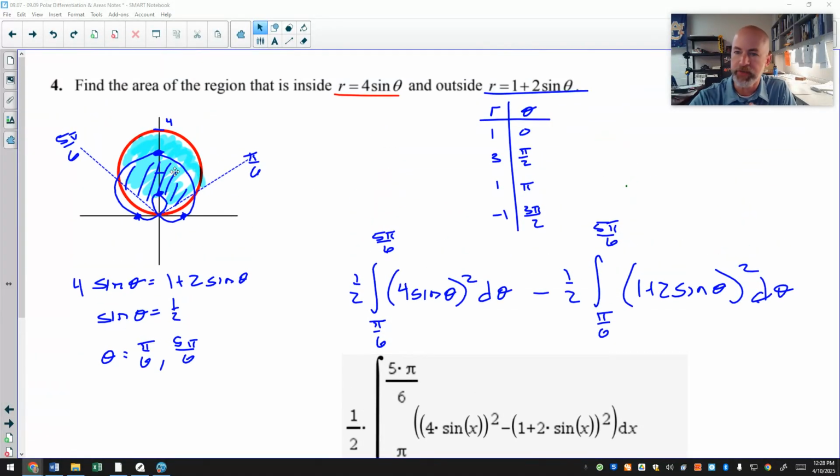And again, like I said, if you wanted to, you could have done the area from pi over 6 to pi over 2, get that first quadrant portion, and then double that to get the rest of it. And that's something to look for in multiple choice questions. So that's it. I'm done. This video is too long.